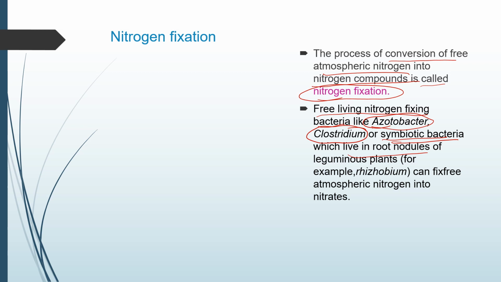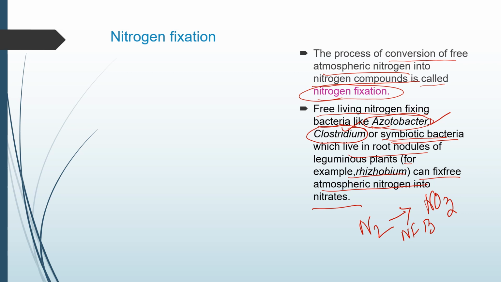So the name of this bacterium in leguminous plants is Rhizobium, which helps to fix free atmospheric nitrogen to nitrates. So free atmospheric nitrogen is being converted to nitrates with the help of nitrogen fixing bacteria, whose names are Azotobacter and Clostridium. If a question comes to name two nitrogen fixing bacteria, you can name Azotobacter and Clostridium. These are present in the root nodules and they help in the conversion of free nitrogen to nitrates.